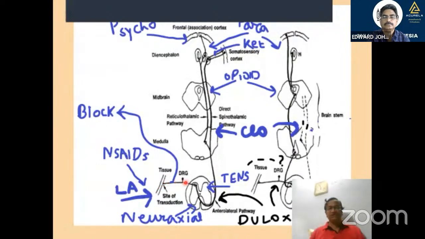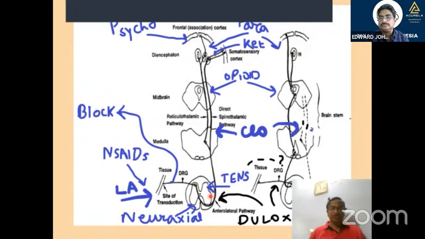Now it goes through the dorsal nerve, dorsal root ganglion, enters the spinal cord. Here we can give a block. And then it goes to the ascending pathways. We can have neuraxial, epidural, spinal. Here we can have alpha-2 receptors and clonidine. We can have opioids, which also act in the descending modulation system. Clonidine acts here also and here also.